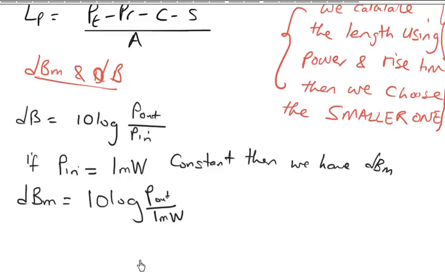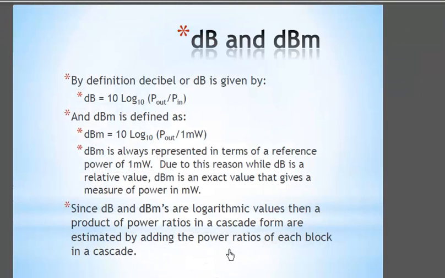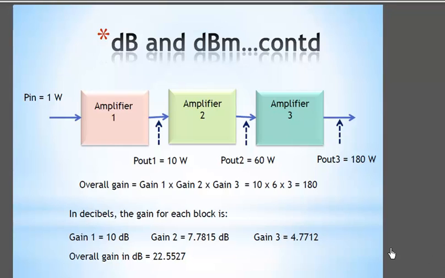Okay, good. So we have this. If I give you a power and say find the dBm, just divide it by 1 milliwatt and that's it. So you see now, dBm is 10 log P out over 1 milliwatt.